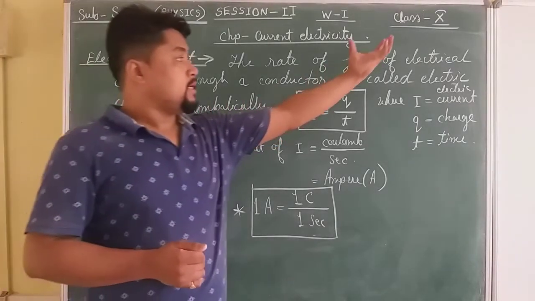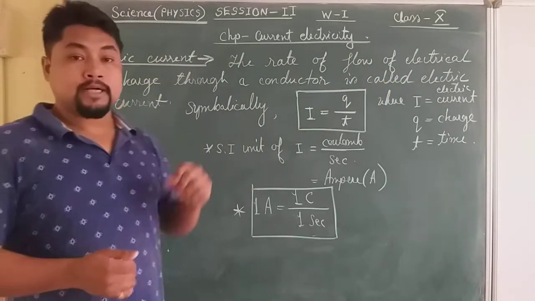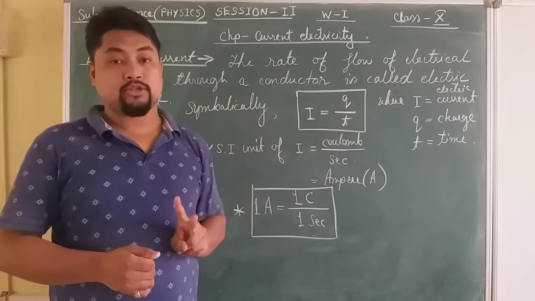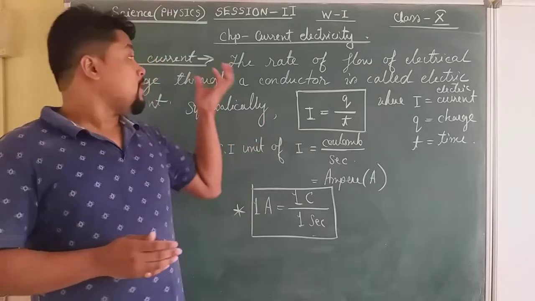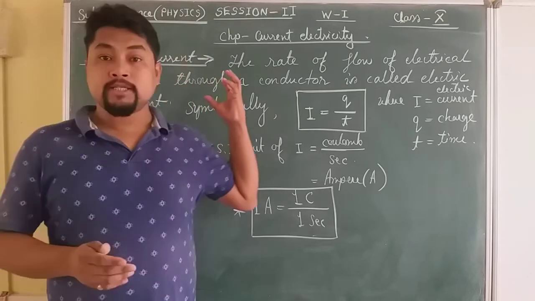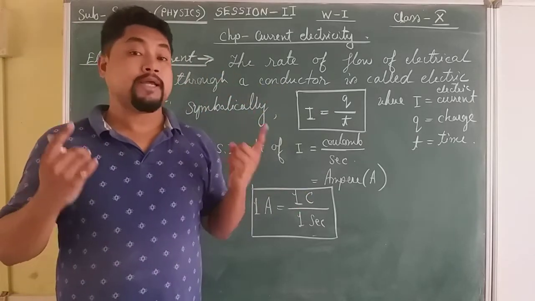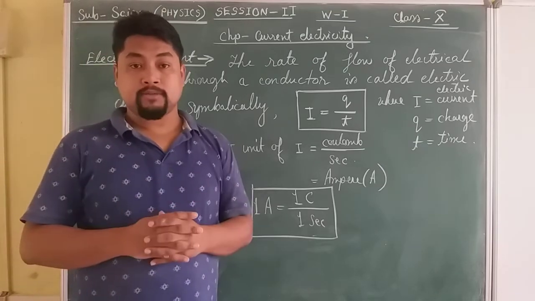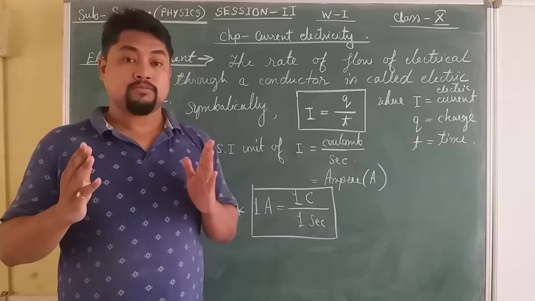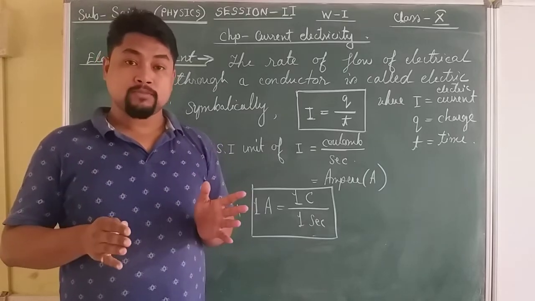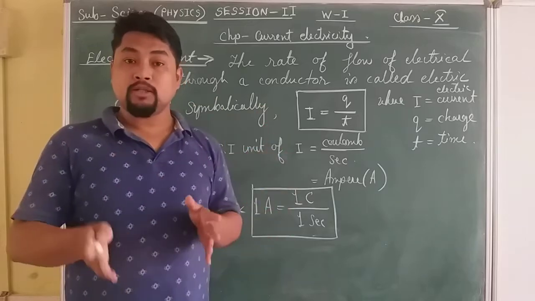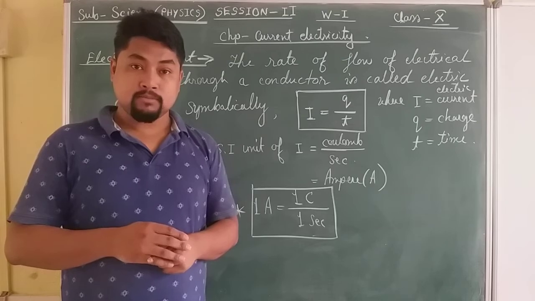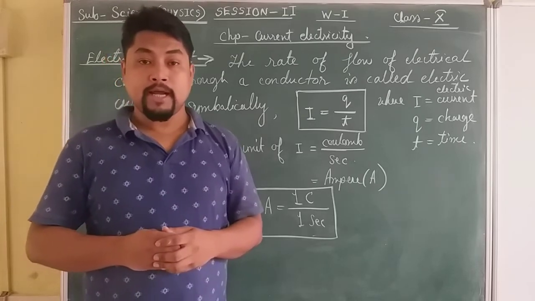But we know that there are two types of electric charge. One is positive charge, the proton, and another is negative charge, the electron. So basically, electric current is due to the flow of electrons only. Okay? In an electric circuit, electrons flow from the negative terminal to the positive terminal of a supply voltage or a battery, right?